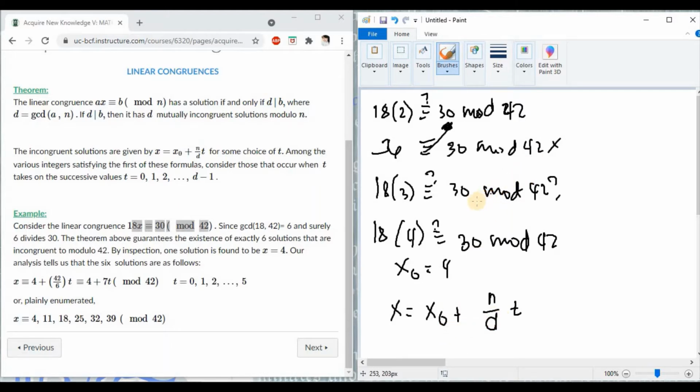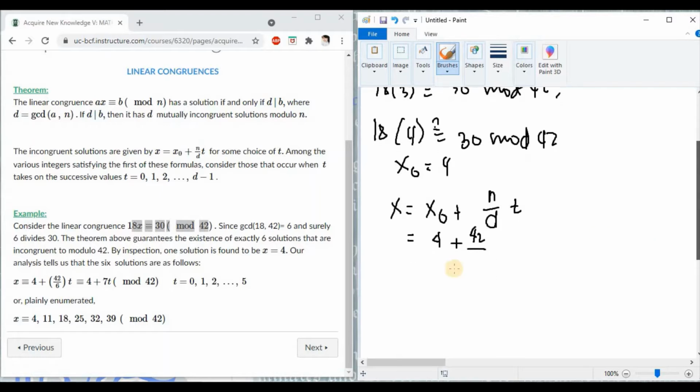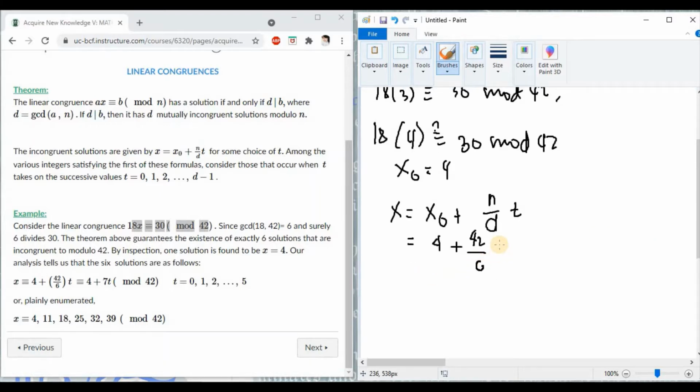Okay? So, dito guys, substitute lang natin. This is 4 plus, what is your n again? 42 all over d. What is the value of your d? This is your GCD, which is 6. Tapos i-multiply natin sa t. What would be the range of the values of your t? It would be 0, 1, 2, 3, 4, and then 5. We stop at 5 kasi until d minus 1.